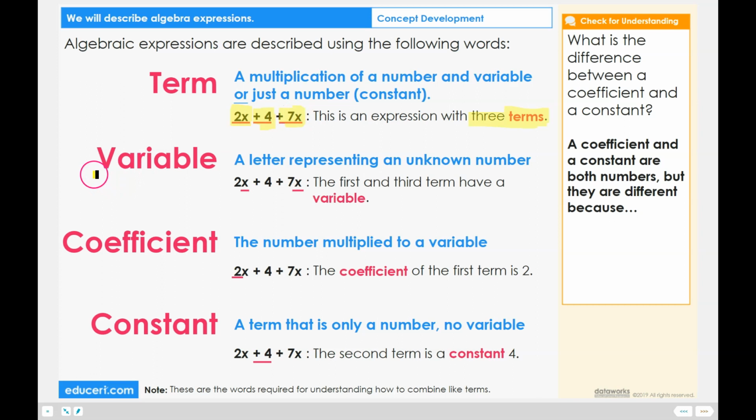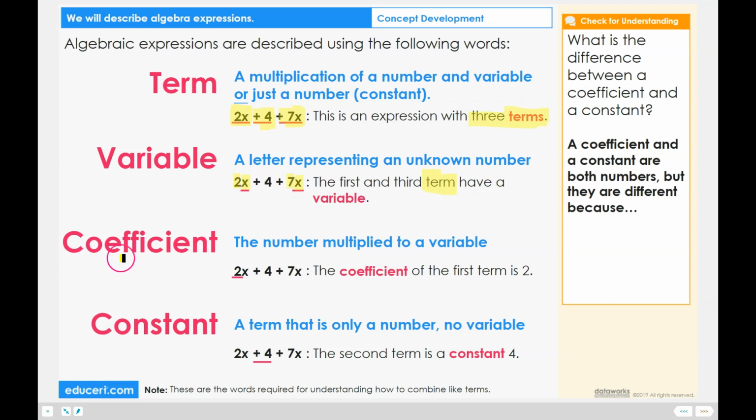The next vocabulary word is variable. A variable is a letter representing an unknown number. We don't know what the value of x is, but what we do know is that that value is being multiplied times 2. And over here, that value is being multiplied times 7. The first and third term, now we see here term instead of parts, the first and third term have a variable.